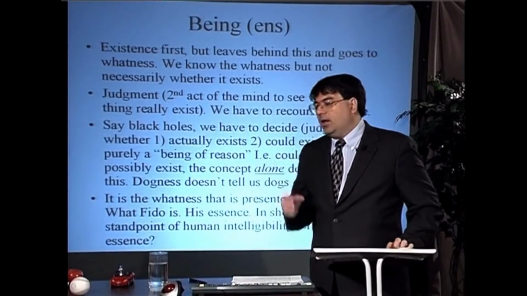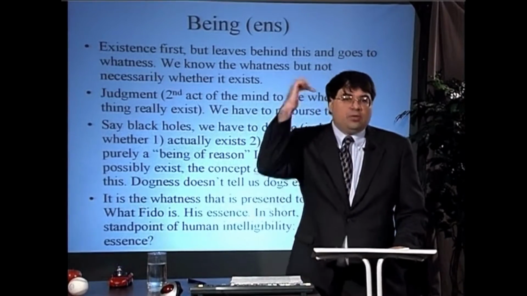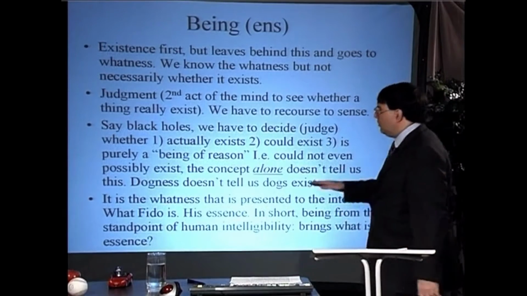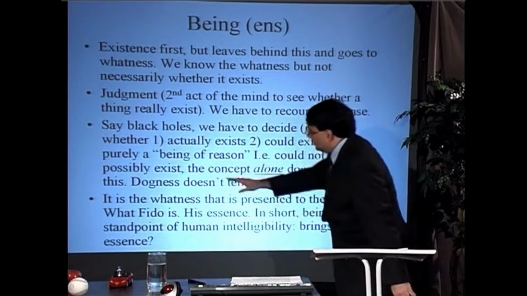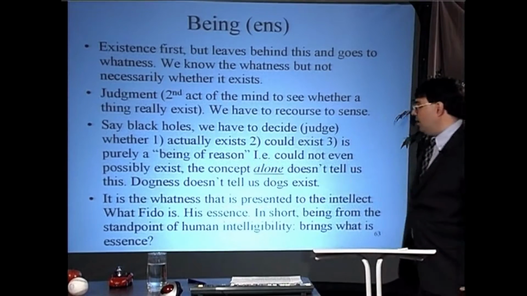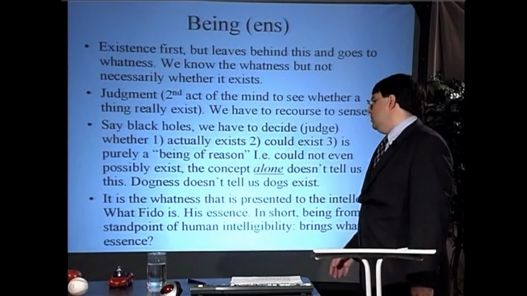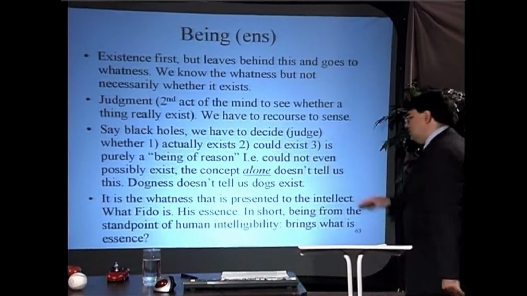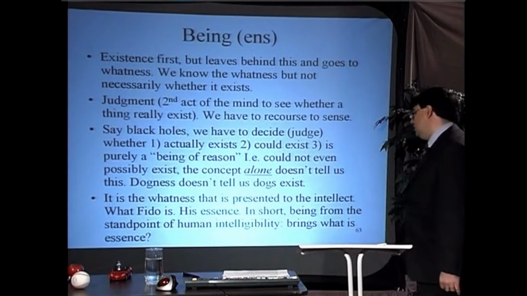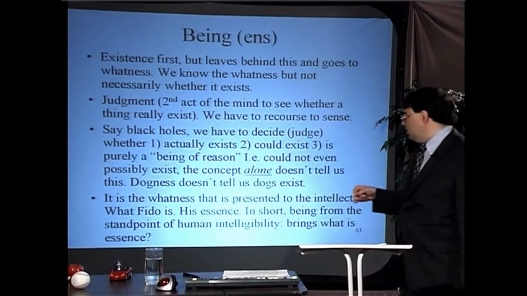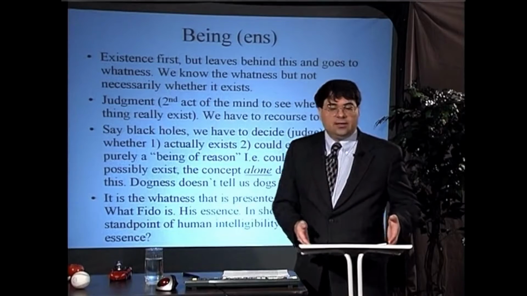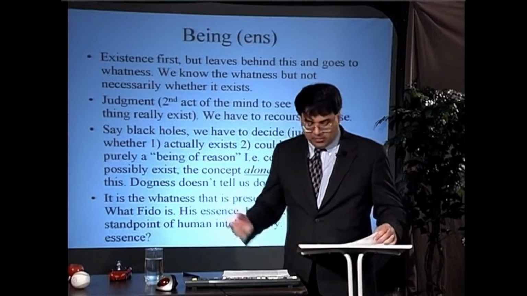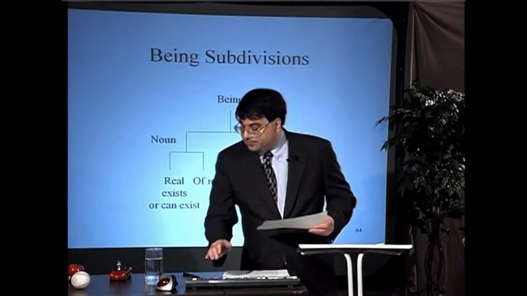But the point is that a being of reason is a being, but it's only a being in my mind. It cannot exist outside my mind. So that's why we say being of reason, because it exists but only can exist in my mind. That's the third possibility. It is the whatness that is presented to the intellect. What Fido is, his essence, is what's presented to the intellect. In short, being from the standpoint of human intelligibility is essence. If I look at a being and I ask, what is it from the standpoint of intelligibility? That's what I call essence.